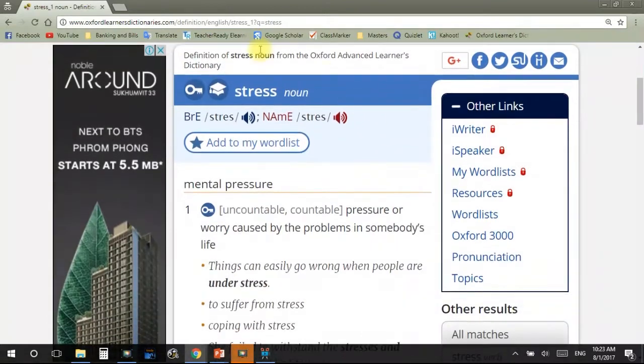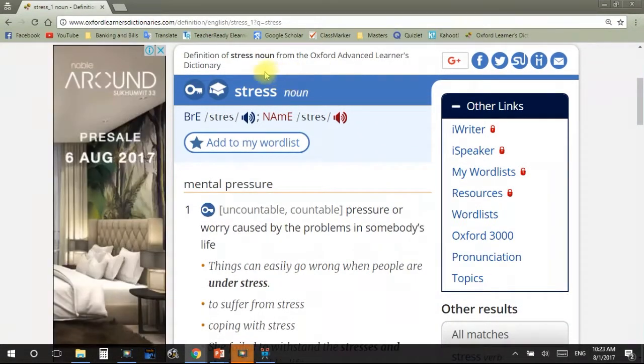So here we are, we see stress is a noun. We can also see that we've got the phonemic spellings, and also the pronunciation. So let's listen to British, stress, and American. Stress. So it's nice that you can hear both pronunciations.